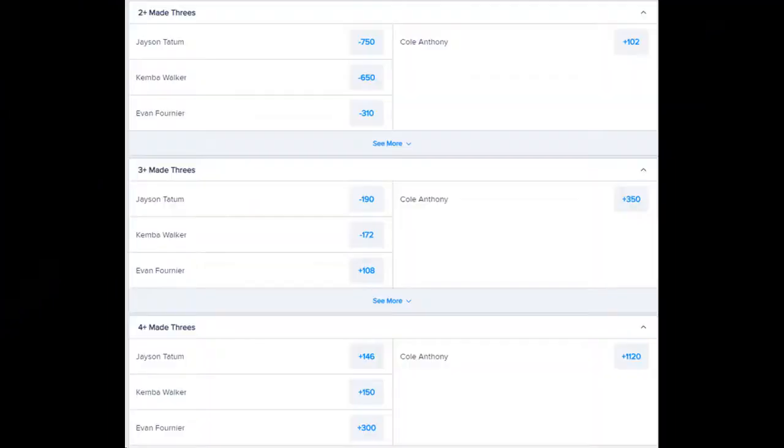Okay, I want to look at a couple other examples on how we can use the spreadsheet and do some calculations to figure out if we're getting any value. I'm now going to look at what FanDuel is offering on Jayson Tatum to make three-pointers tonight. There are several different props for how many threes Tatum will make tonight, but let's just look at 3 of them. Firstly, let's look at 2+ made threes. Tatum is minus 750. How could we possibly figure out if minus 750 is a good price?